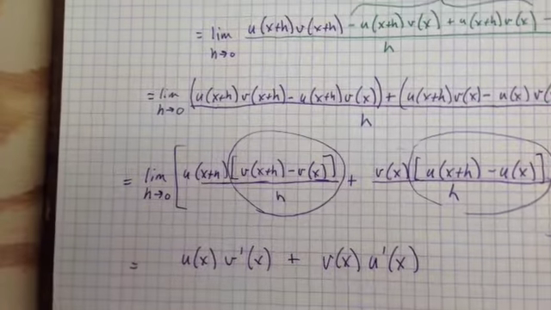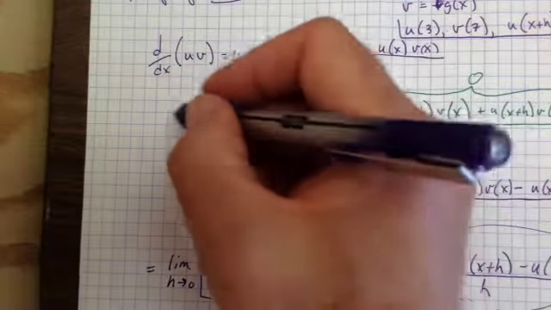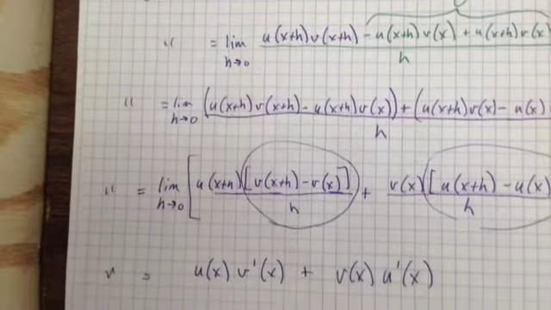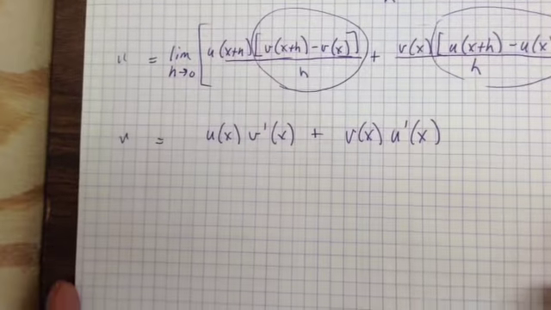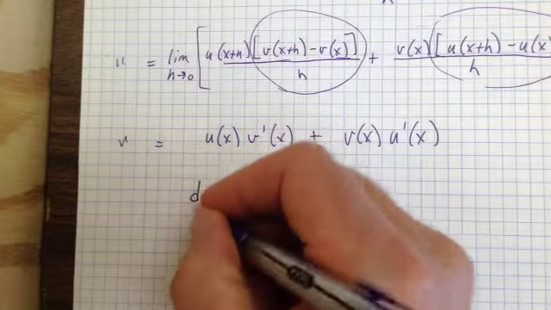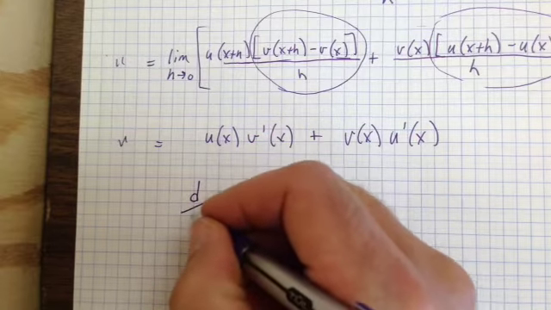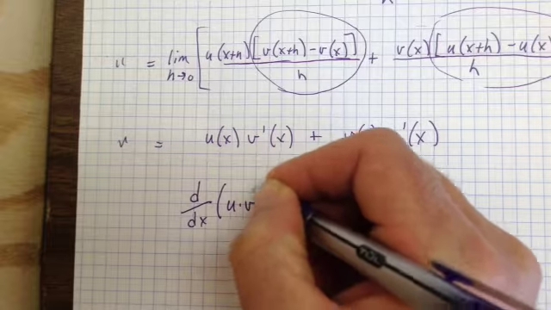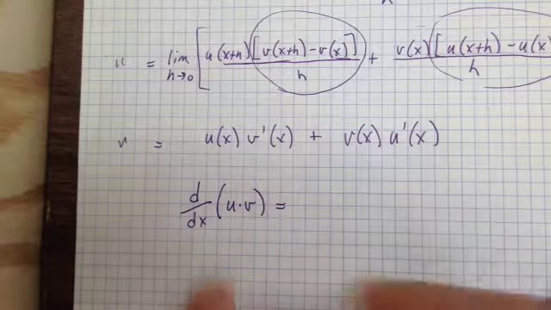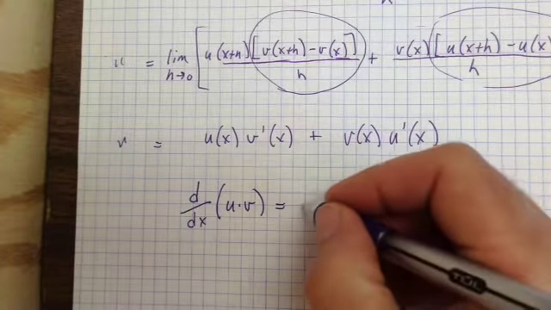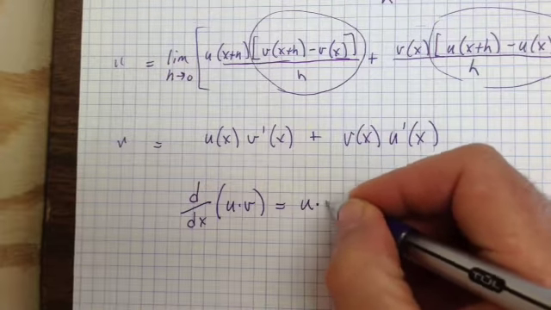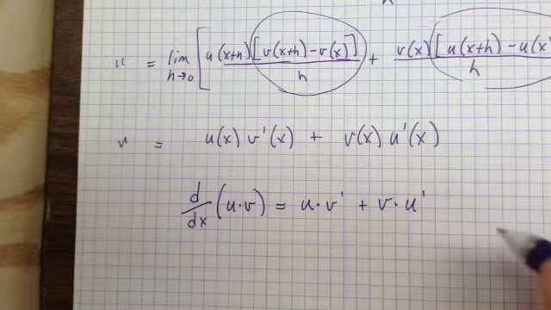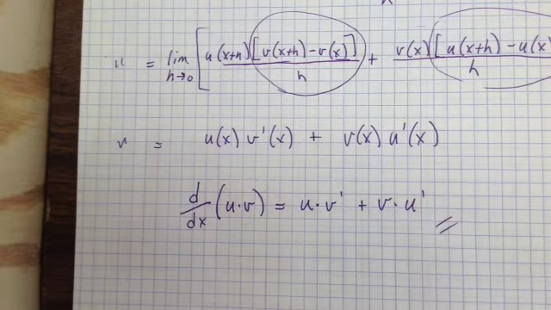On this other side here, ditto. I'll just rewrite the first line that we started with. So we have now proven using the definition of derivative that d/dx of u times v is equal to, now I'll just revert back to my lazier notation, u times v prime plus v times u prime. Happy, happy.